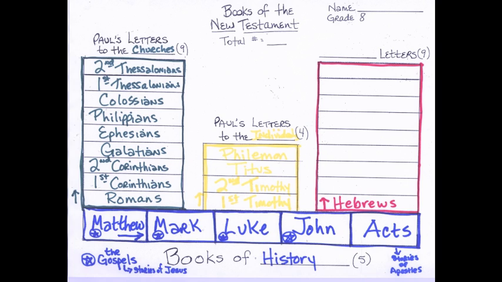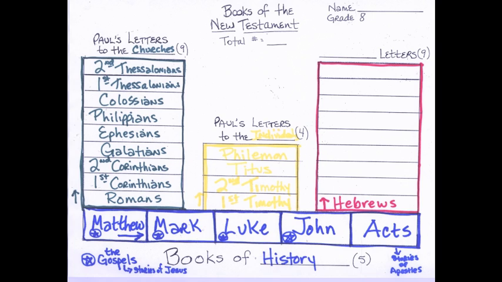Now we're looking at the middle column, the yellow letters column. These are Paul's letters to the individuals, meaning that we have recorded in the Bible 4 separate letters that Paul wrote to individual men: a guy named Philemon, a guy named Titus, and 2 different letters to the same guy named Timothy. These letters are different from Paul's letters to the churches because they are written to individual people, not collections of people.